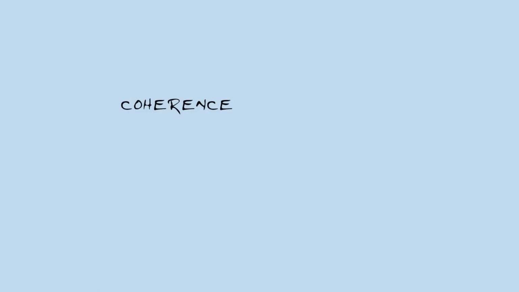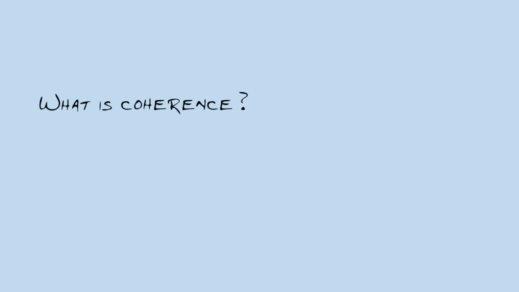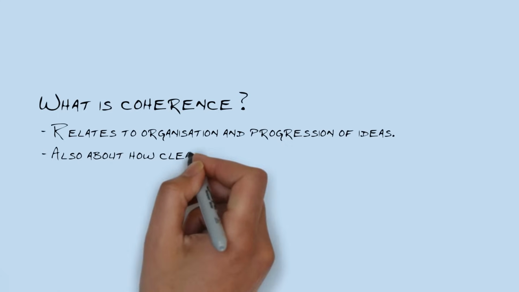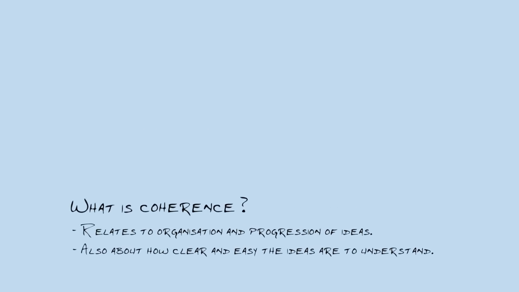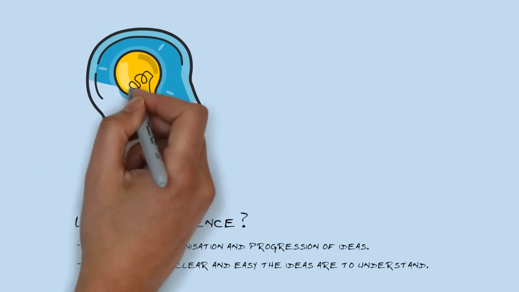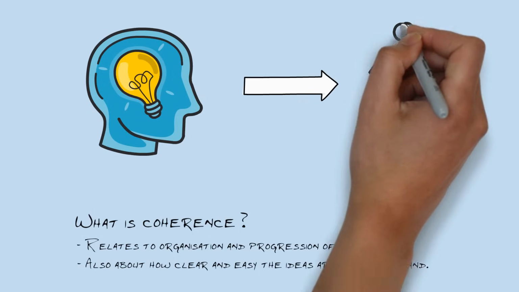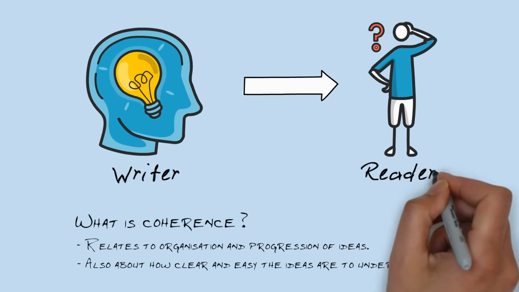So we saw a definition earlier. First of all, let's remind ourselves of what coherence is. Coherence relates to the organization and the progression of ideas in a text. It also relates to how clear and easy the ideas are to understand. In many ways, it's much more difficult to learn how to achieve good coherence than to achieve good cohesion. The problem with coherence is there are so many ways that we can organize ideas, so many ideas that we can use in the first place. And ideas that might seem perfectly clear to you, the writer, can be very confusing to the reader.